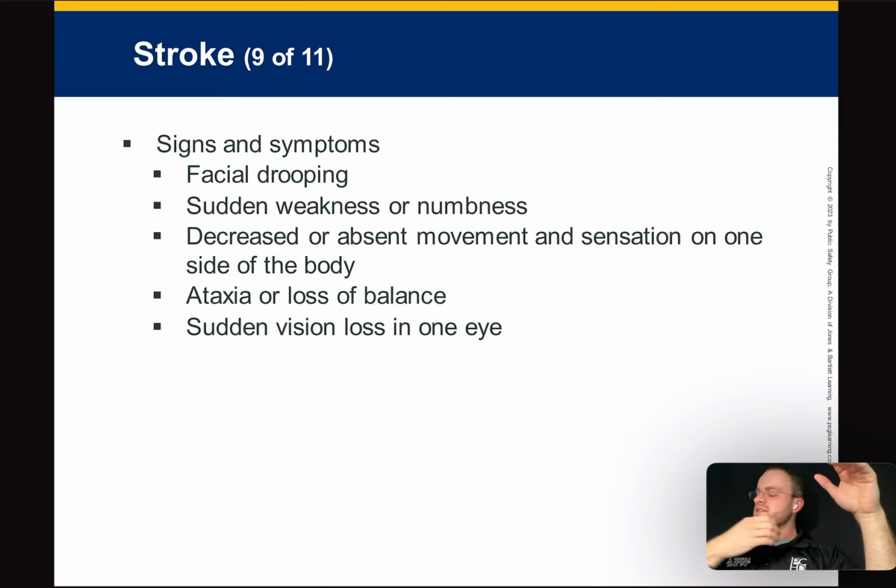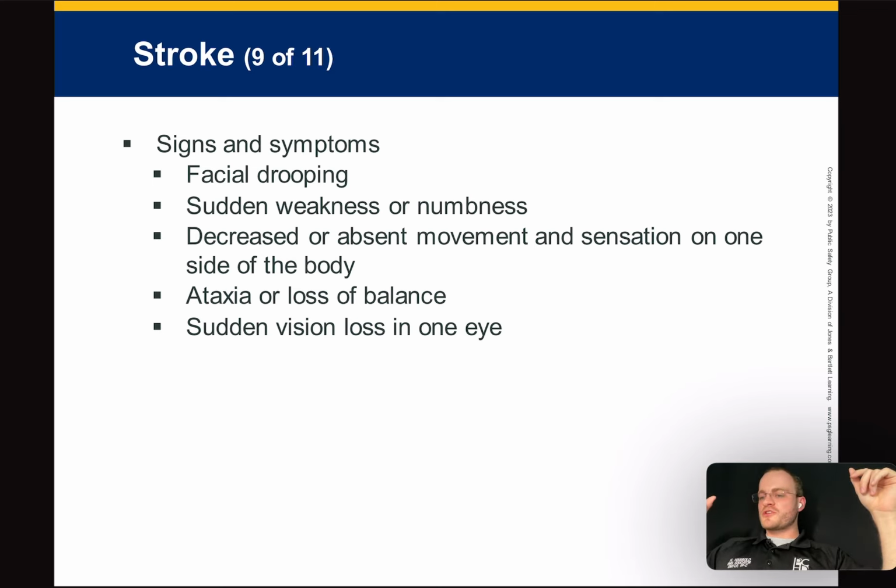Ataxia or loss of balance. Ataxia means to like stumble. Okay. Loss of coordination is the actual meaning of it. So if someone's kind of stumbling around like they're drunk, drunk people are ataxic, right? Or loss of balance, that is a good sign of a stroke as well.